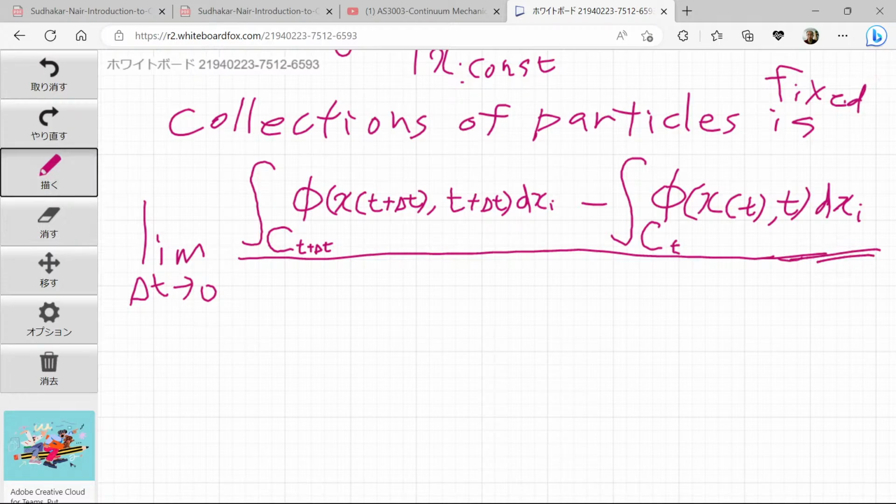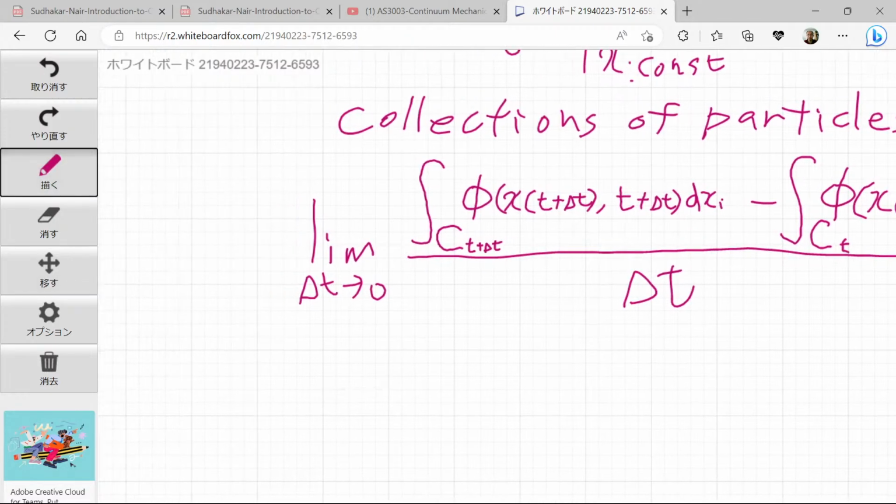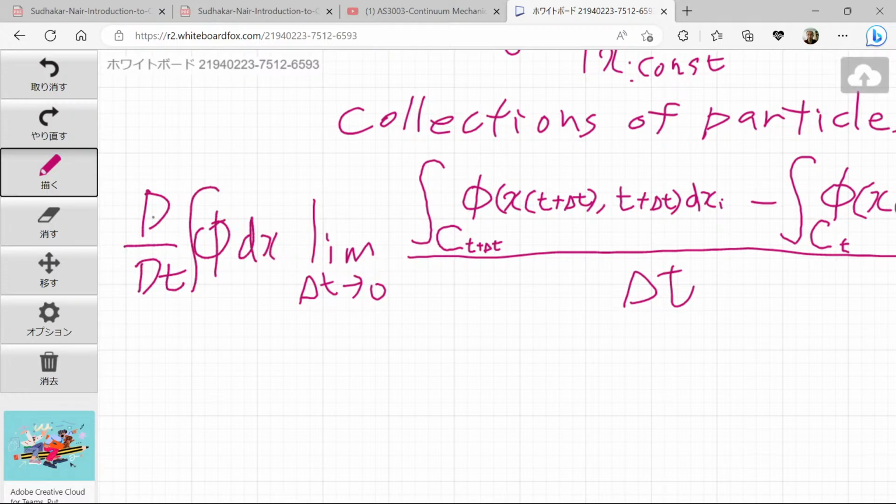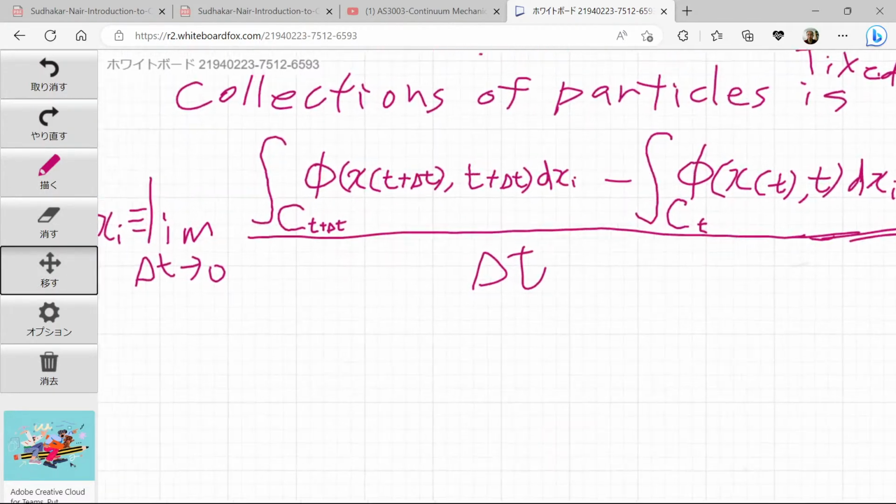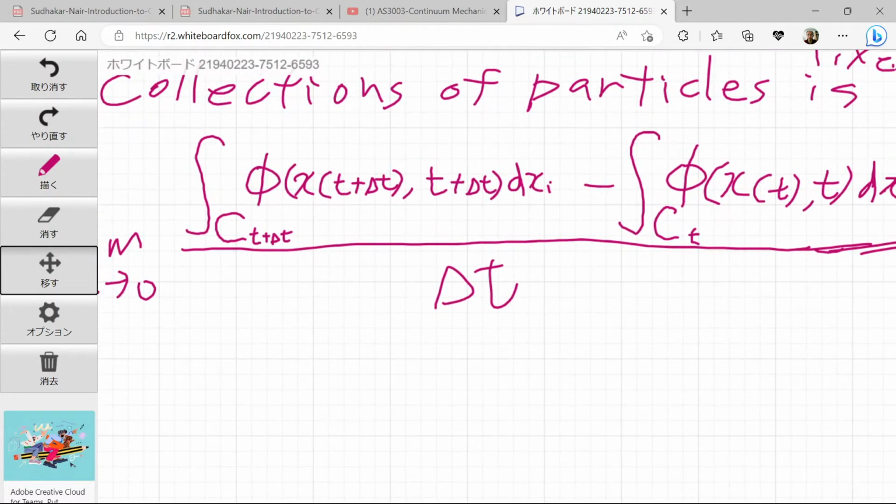Okay, so then you have dt downstairs. So this is the total derivative definition: d/dt of the integral of phi dx. This is the definition. So everything is time dependent. See, phi itself is time dependent, as you can see here.